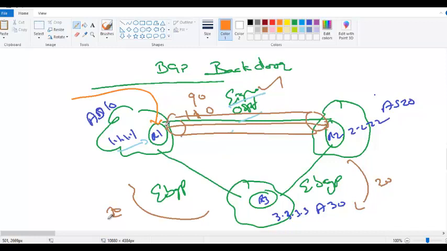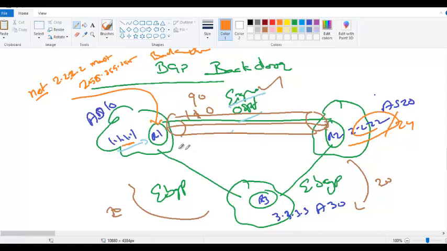So listen, on R1, you need to simply go and say router BGP 10, network. Usually we use the network command for our own networks. But now you are using the network command for 2.2.2.2. Mask, very important, don't forget the mask. What mask is R2 advertising? If it is advertising a /24 mask, then you need to say 255.255.255.0 backdoor. That's all.